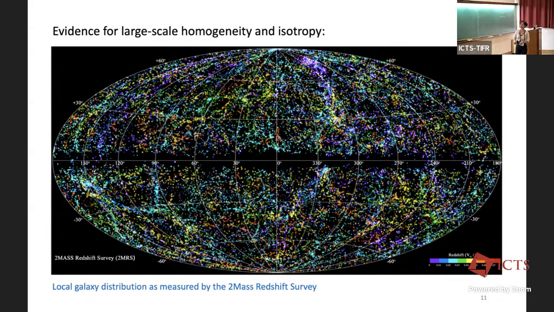So this here is a very nice picture of the local galaxy distribution as measured by the 2MASS redshift survey. It's a bit old, but it's such a nice picture, I have to show it. Basically, each dot here is a galaxy, and as you can see, it's pretty homogeneous. You see some small-ish structures, but it looks pretty homogeneous. This black bit here is just the galactic plane, and you can't really look through the galactic plane, which is why it's all black here. Otherwise, this is pretty homogeneous and isotropic.